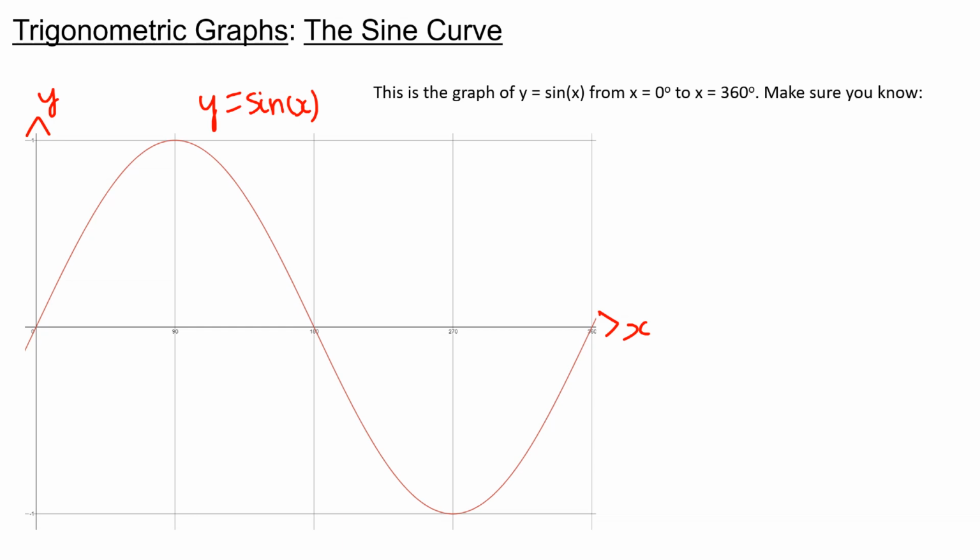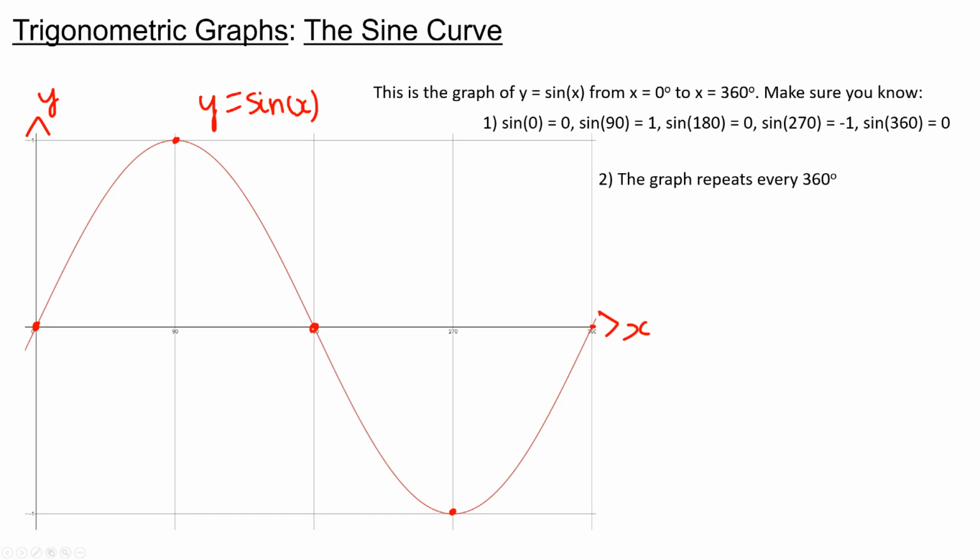If I have x equals 0, sine of 0 is 0. When x is 90, we have sine 90, which is 1. When x is 180, sine of 180 is 0. Sine of 270 is minus 1. Sine of 360 is 0. It's important that we know these values because if we know them, it'll be really easy to sketch the curve.